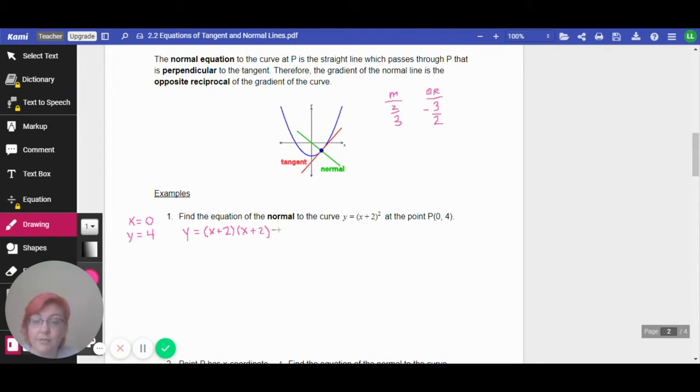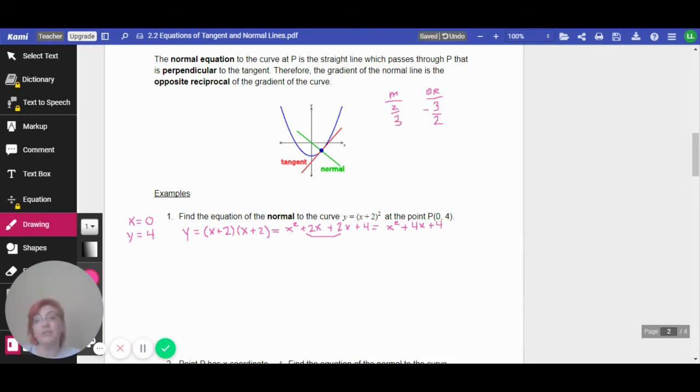From there, I am going to FOIL. First is x squared. Outer is 2x. Inner is 2x. And last, 2 times 2 is 4. Now I'm going to combine my like terms. And so y is equal to x squared plus 4x plus 4.